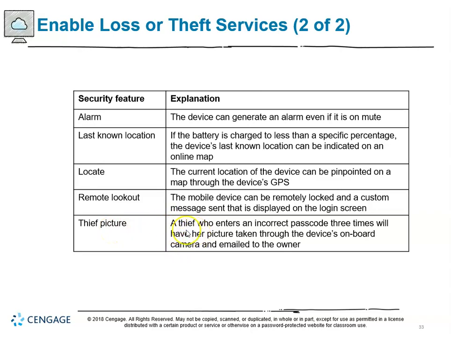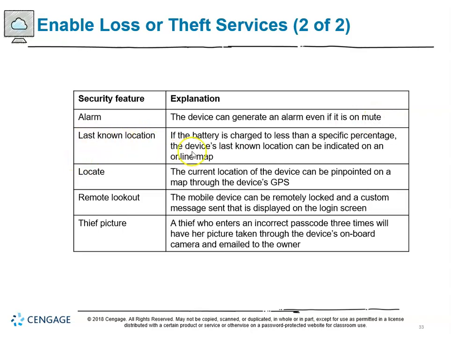Thief picture is an interesting one. Again, we see this in the LabSim. A thief who enters an incorrect passcode 3 times will suddenly have her picture taken through the device's onboard camera and emailed back to the owner so you can actually see who has your phone. So this might be useful in a legal proceeding. The alarm is like playing a tone. The device can generate an alarm even if it's on mute. I think this is one of the questions you'll see in the exercises in the LabSim.